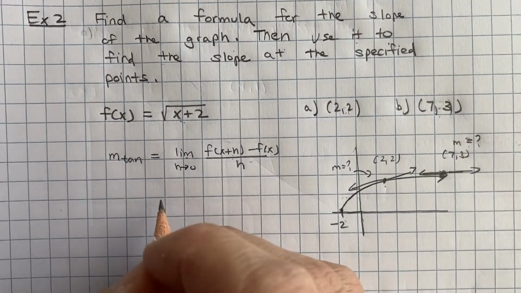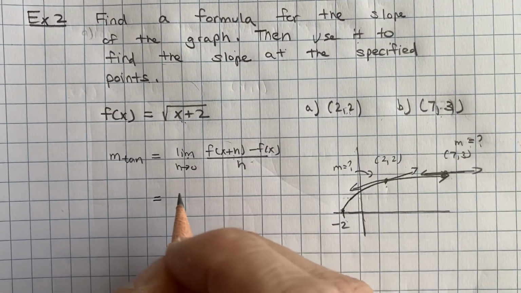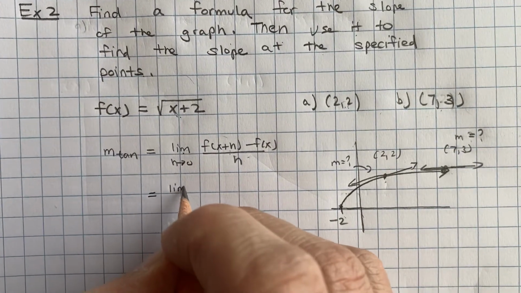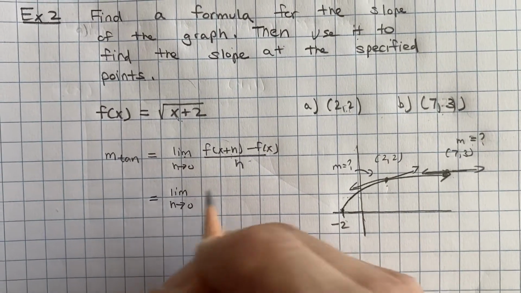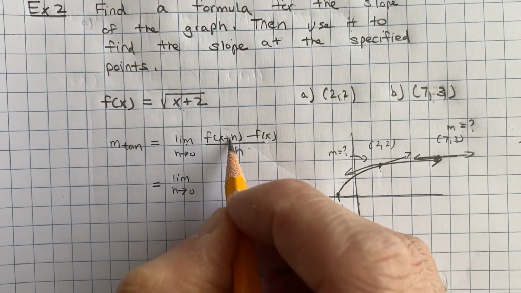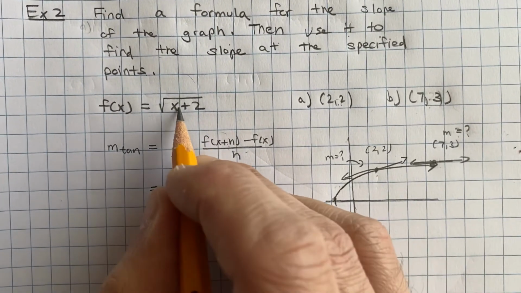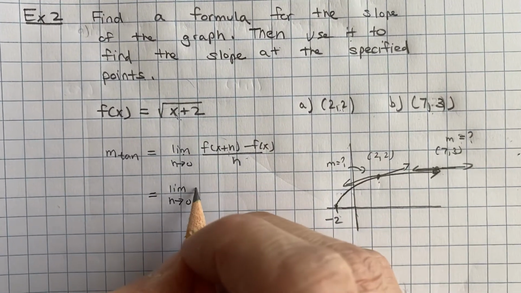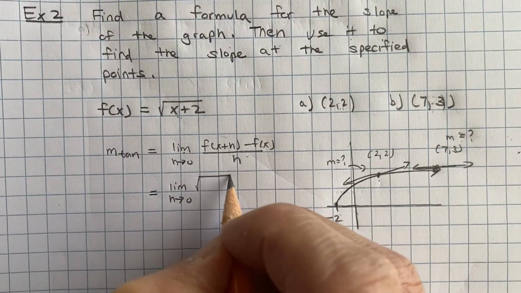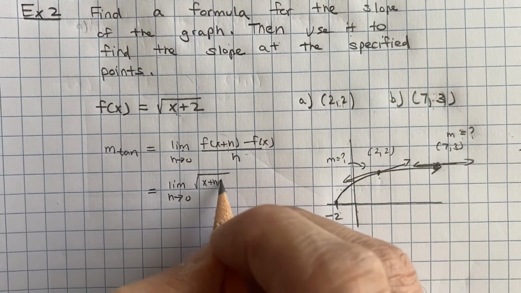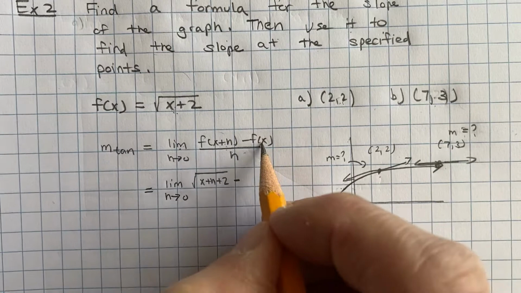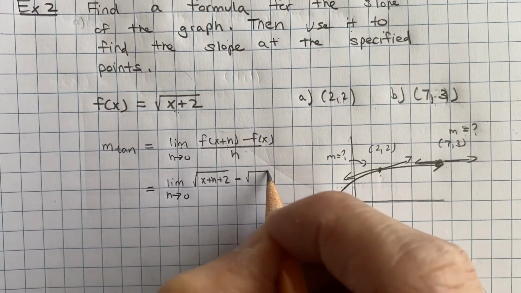So everything goes back to the difference quotient and calculating limits. So let's plug in: limit as h goes to 0. f of x plus h, if I plug in x plus h into this function, it's going to be the square root of x plus h plus 2 minus the function, which is the square root of x plus 2.